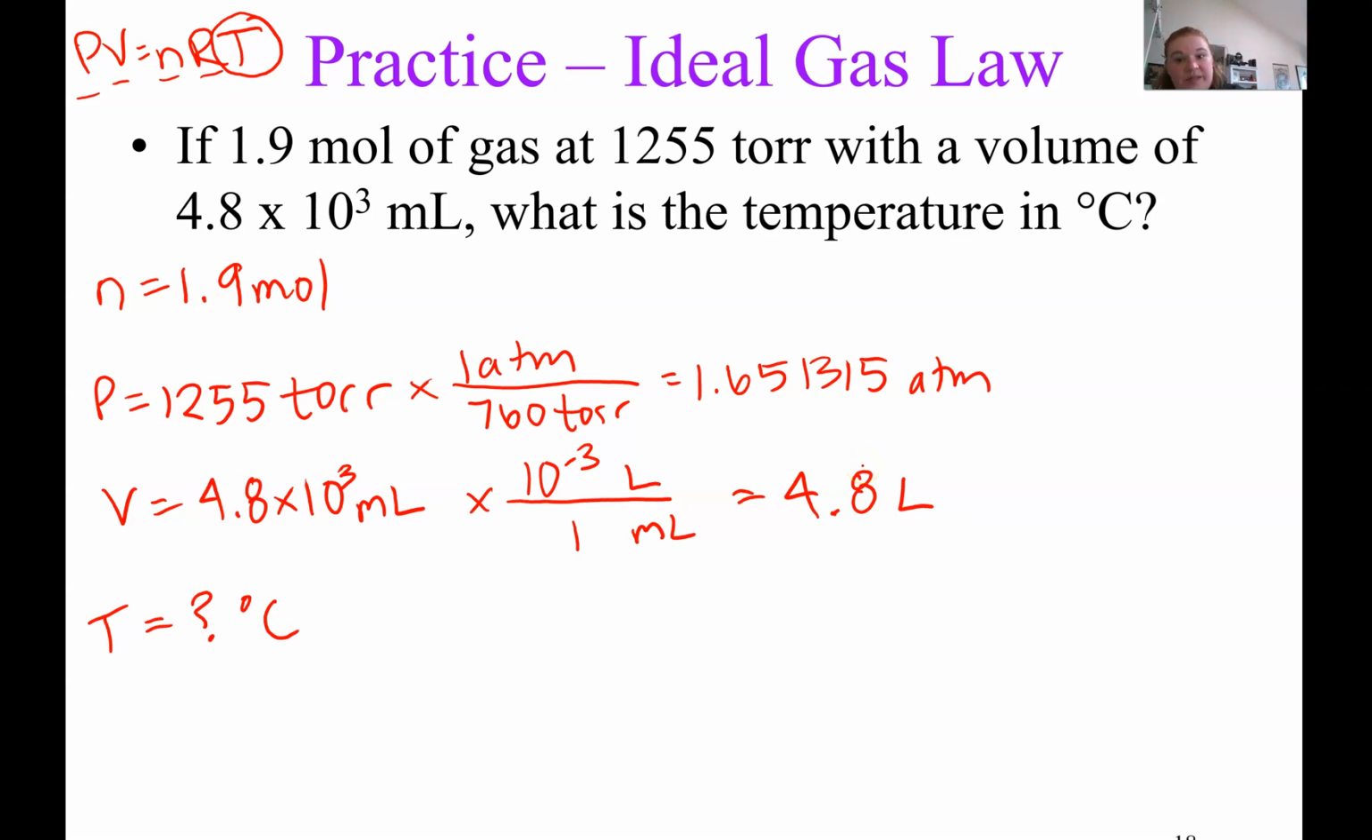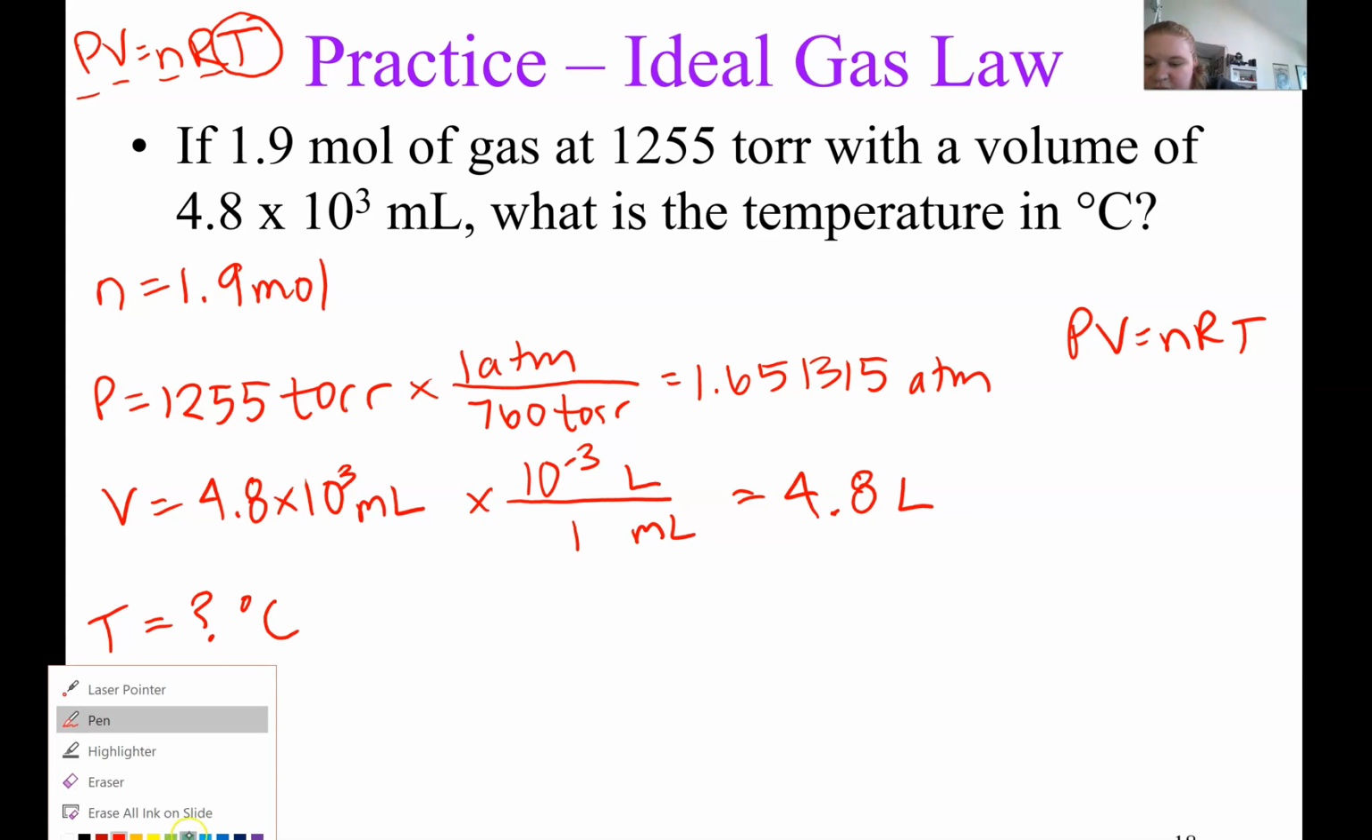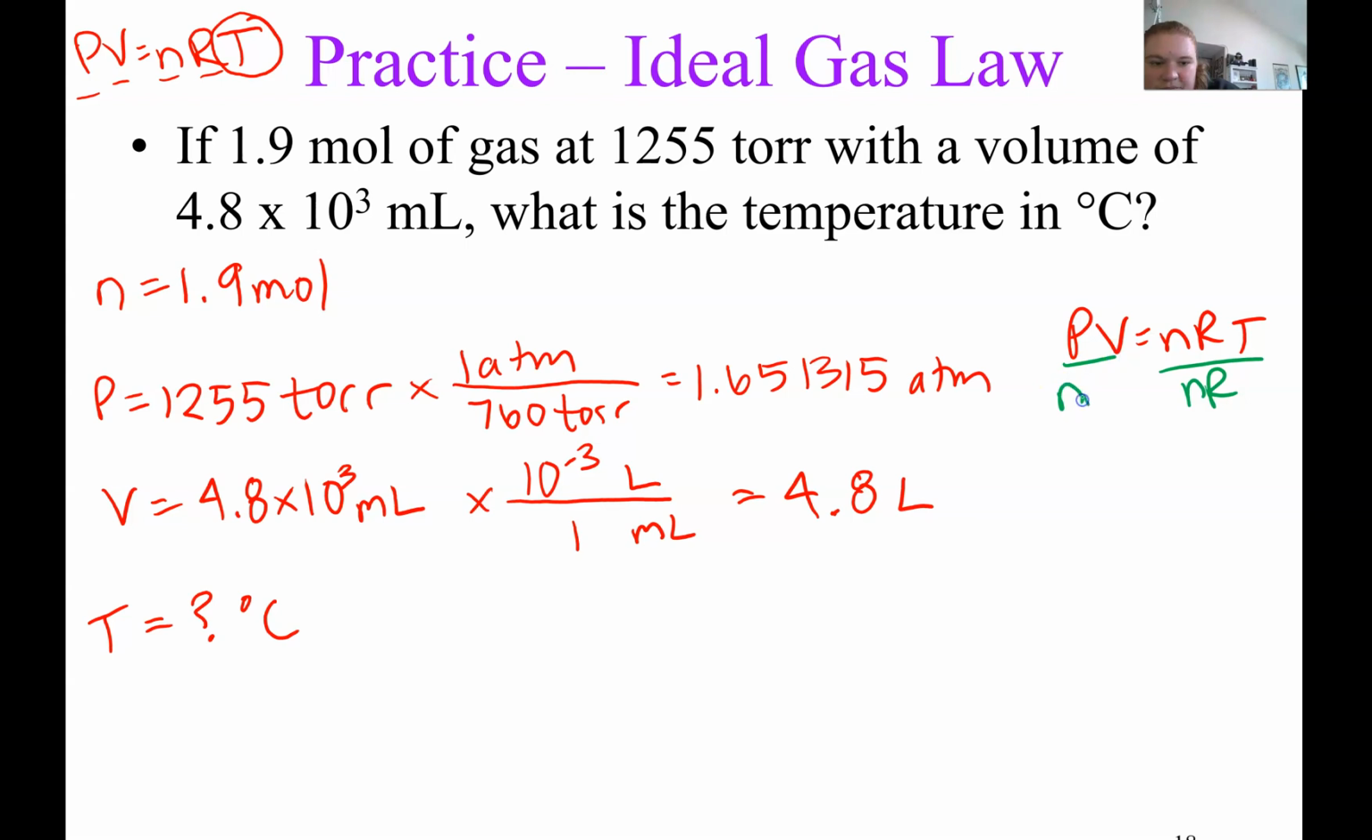And that's it. So if PV equals nRT, and I want to solve for the temperature, I'm going to just do a little bit of rearranging here. So I'm going to divide both sides by N times R. So those cancel out. Temperature is equal to pressure times volume over N times R.